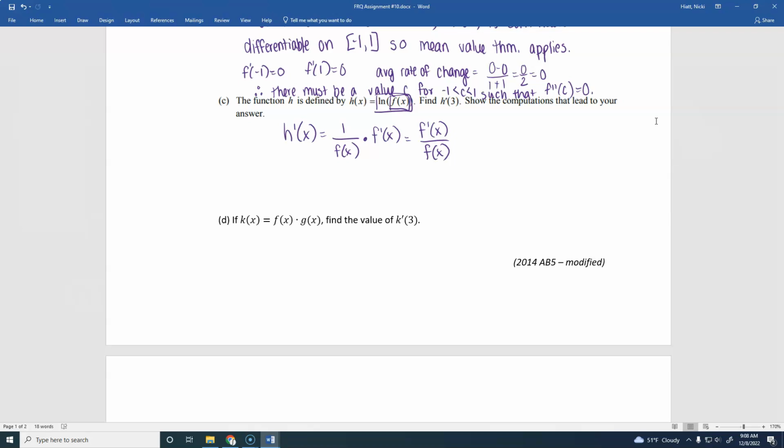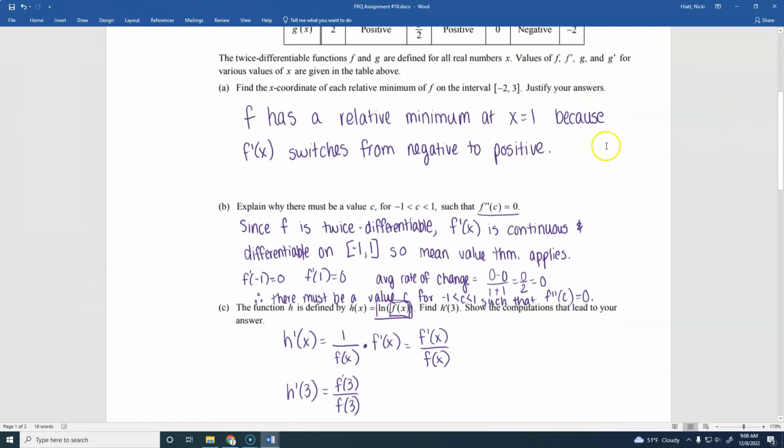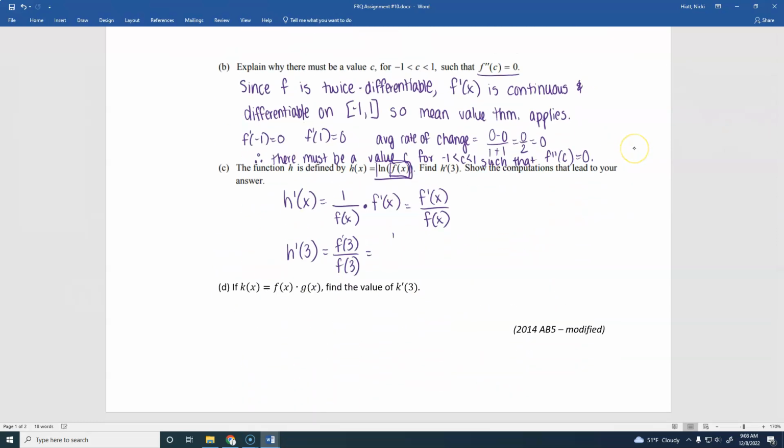Okay, here. So h prime of 3 would be f prime of 3 over f of 3. And we're going to pull those numbers from the table. We got 7 and 1/2, so we got 1/2 over 7. Technically, you can leave it like that. I just can't stop myself here to get 1 over 14. But technically, you can leave it 1/2 divided by 7.